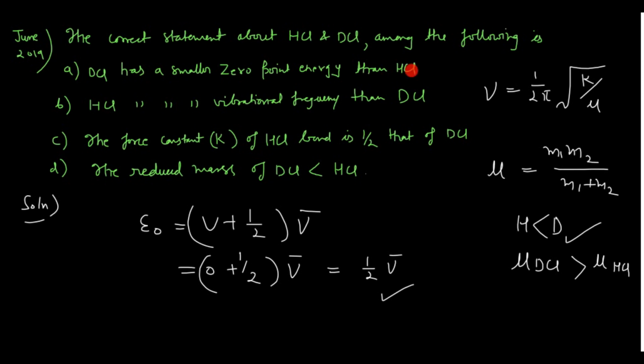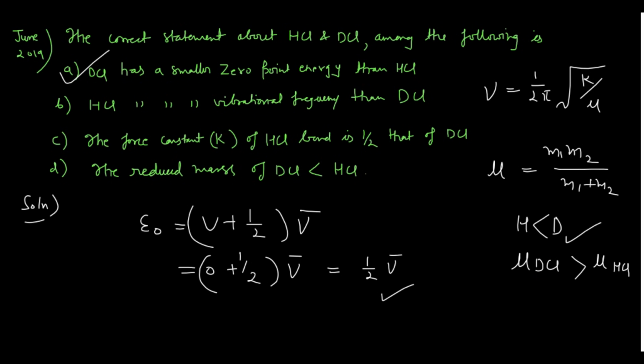So option A looks like the correct option, but let's examine the other options also. HCl has a smaller vibrational frequency? No, no, no. Why can it not happen? Because vibrational frequency is governed by the reduced mass, and reduced mass is lower for HCl. That means for HCl it should be higher, or the energy for DCl should be low. So the first one is correct.